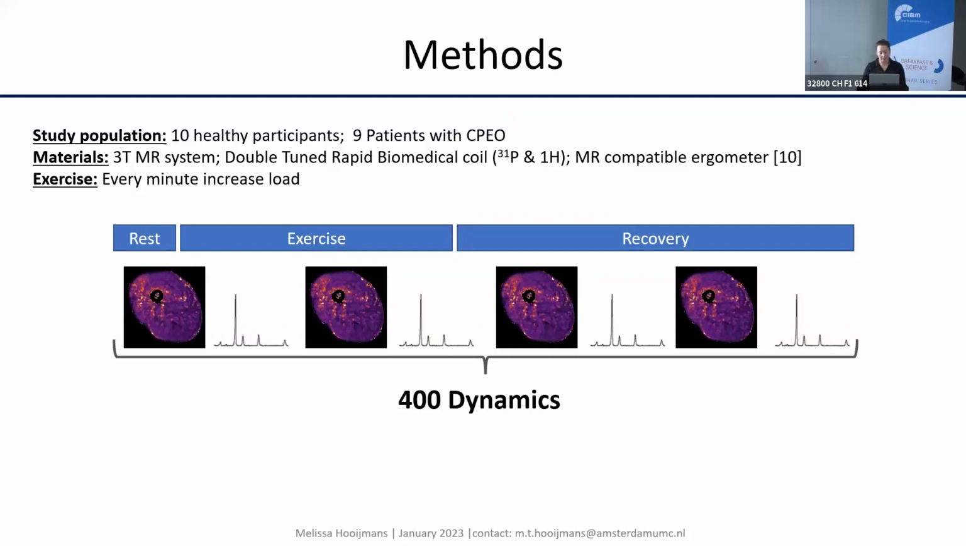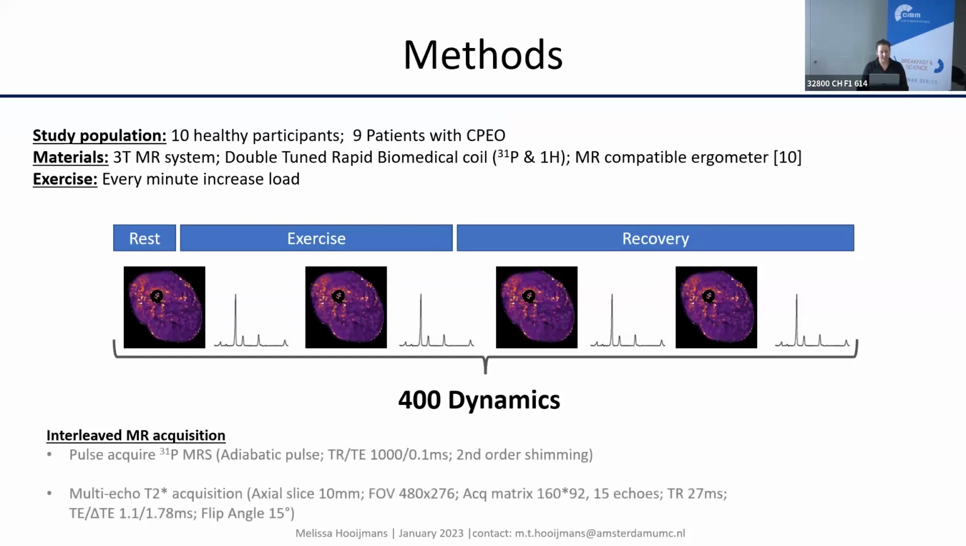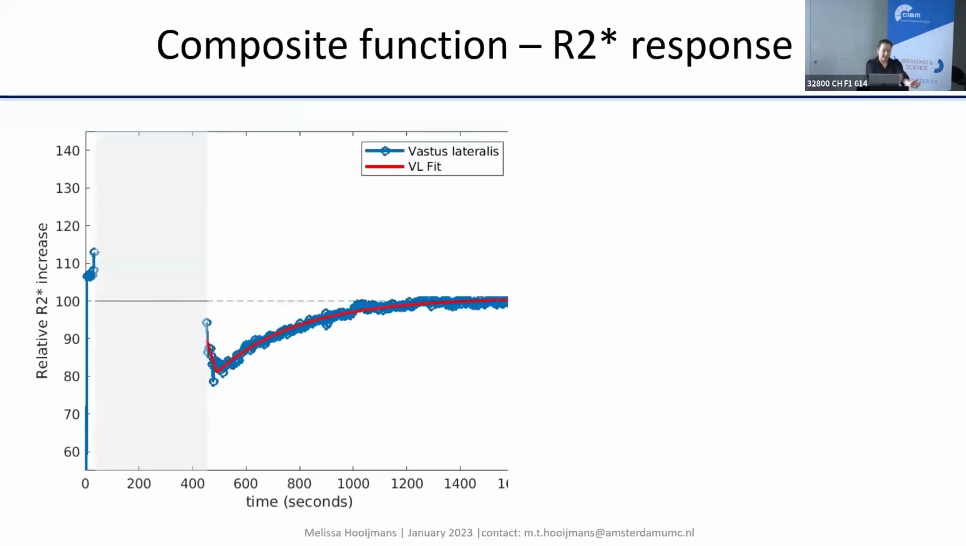And then we looked at the recovery, and we mapped a total of 400 dynamics, and each dynamic also took around 3.8 seconds, like at rest and also during recovery. And during the cycling, of course, it's forced upon by the cycling rhythm of the participant. So if it cycles faster, then also the dynamic time changes slightly of the complete acquisition. And then we use the same interleaved MR acquisition. And to look at the post-exercise response, instead of normalizing it to pre-baseline, we normalized it to end exercise.